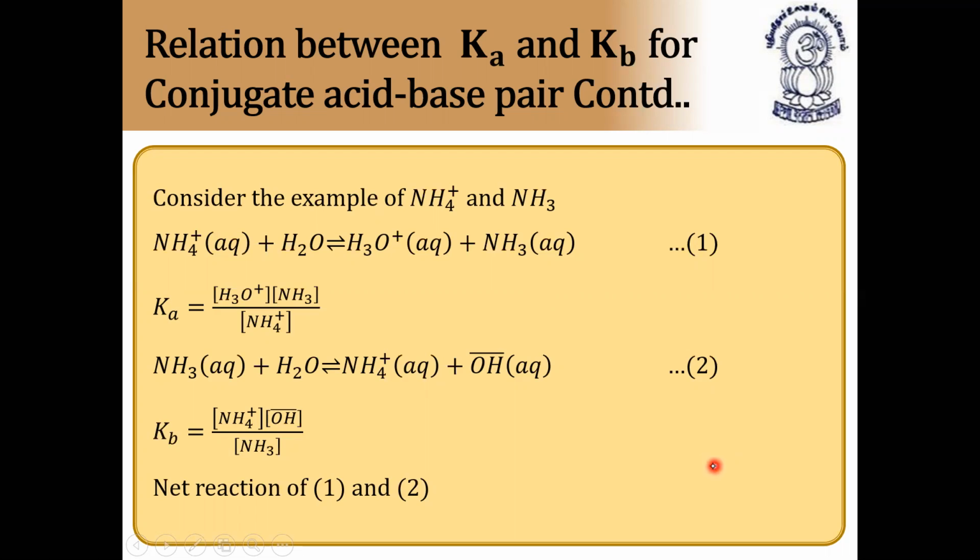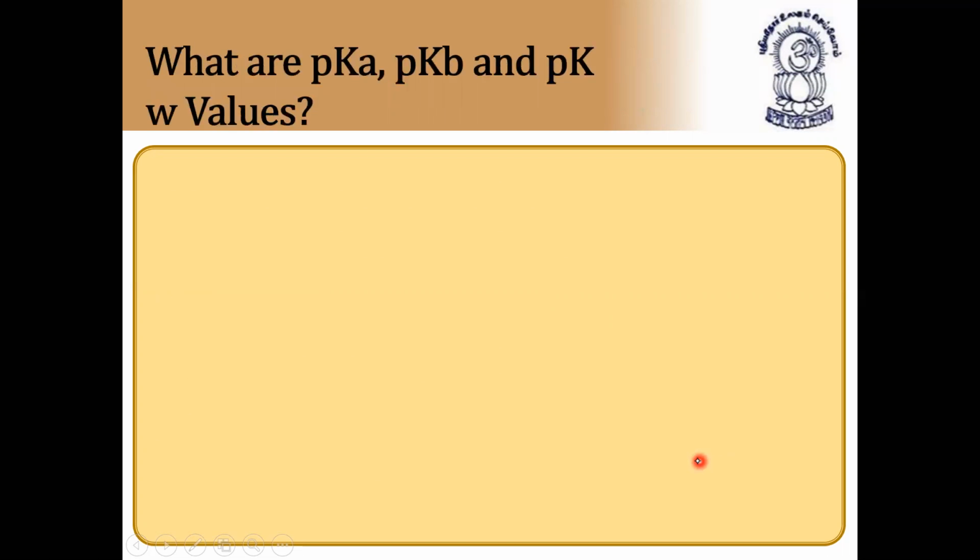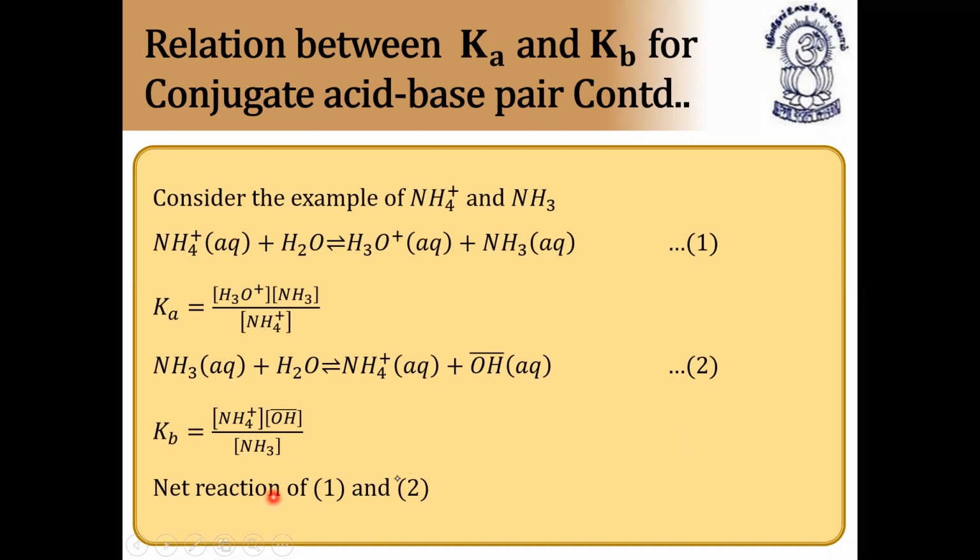So the net reaction of 1 and 2 becomes Ka into Kb. Ka into Kb is equal to, if you multiply Ka and Kb both, concentration of H3O plus, concentration of NH3, divided by concentration of ammonium plus. So ammonia, OH minus and H3O plus will be forming water again, and only left over is ammonium plus and ammonia. So it is equal to the ionic product of water.